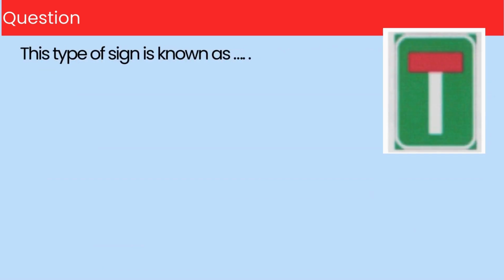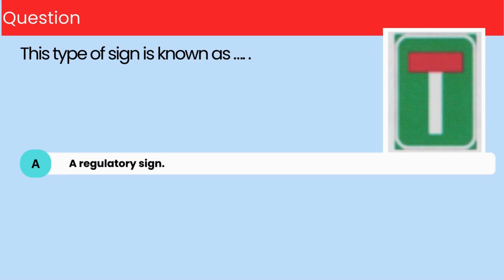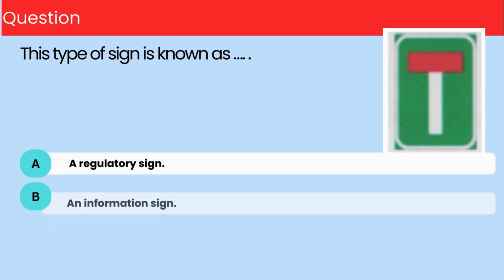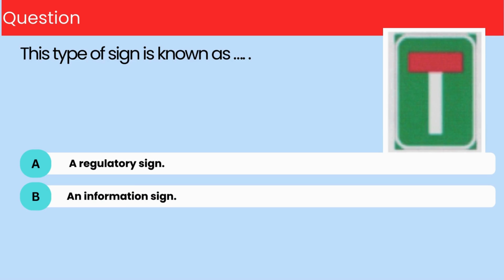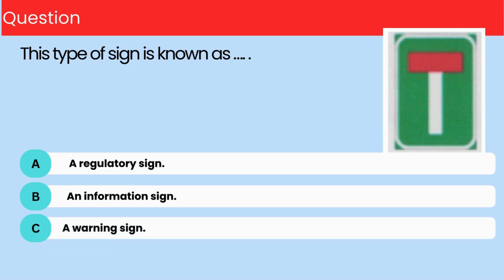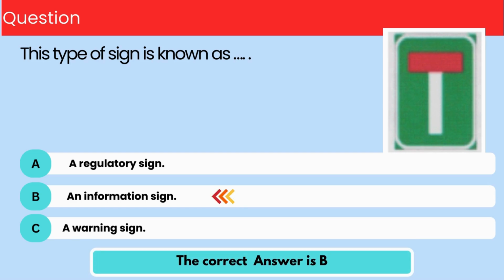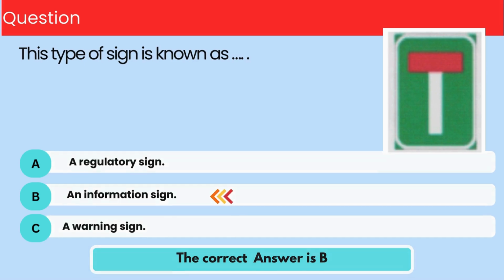Question. This type of sign is known as A. A regulatory sign. B. An information sign. C. A warning sign. The correct answer is B. An information sign. Information signs provide drivers with useful details about road conditions, directions, or other important information. They inform and guide rather than regulate behavior or warn of potential hazards.